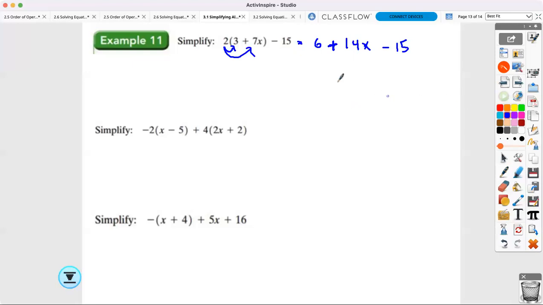All right, so now we have to combine the like terms. 6 is a constant and so is negative 15, and 14x is the x term. So I'm gonna put 14x first. You always want to put the letters first. And then 6 minus 15 is negative 9. And we're done.